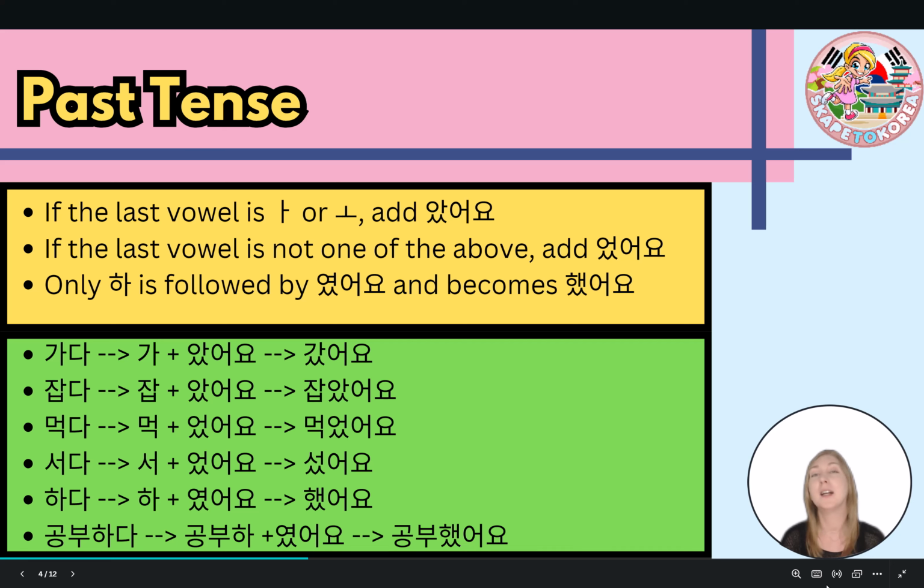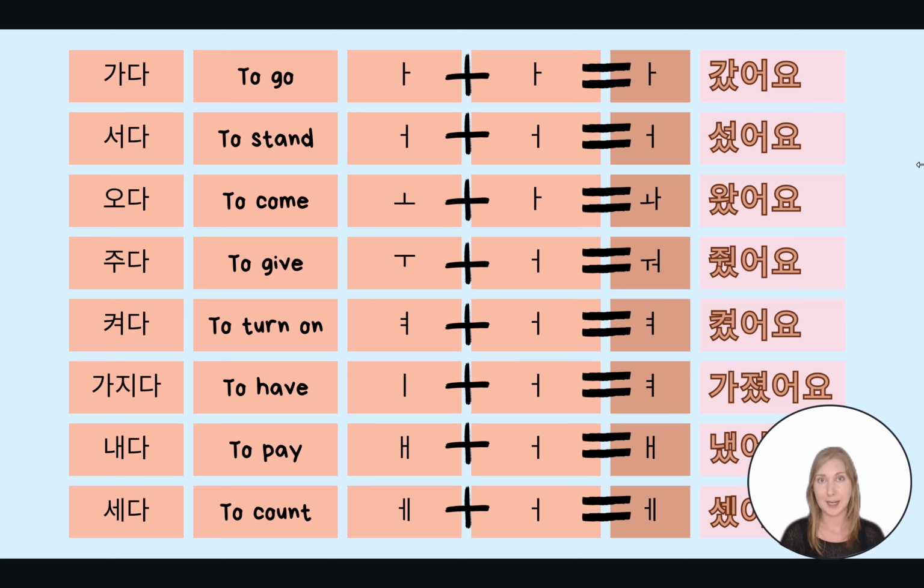Next up is 하다. 하다 follows the third rule, so it becomes 했어요. And you just need to remember that 하다 is 했어요, any 하다 verb. So 하다 verb is to do, and they're quite useful because you can add a noun plus 하다 verb and turn it into a verb. So for example, 공부 is studying, the noun studying, and 공부하다 is to study, a verb. So you combine the noun with the verb and you have a verb. So 공부하다 becomes 공부했어요.